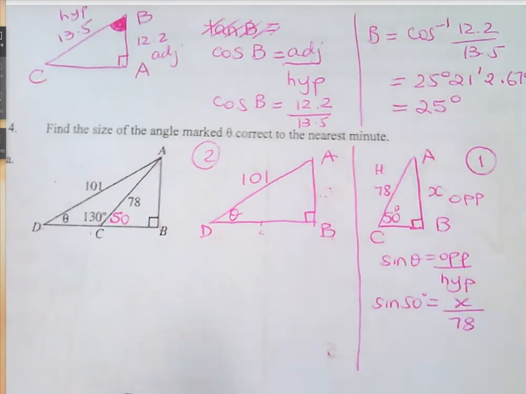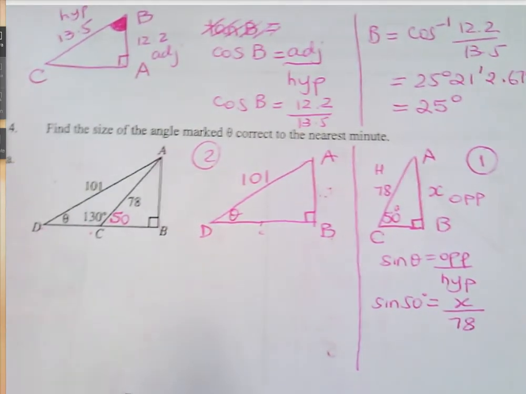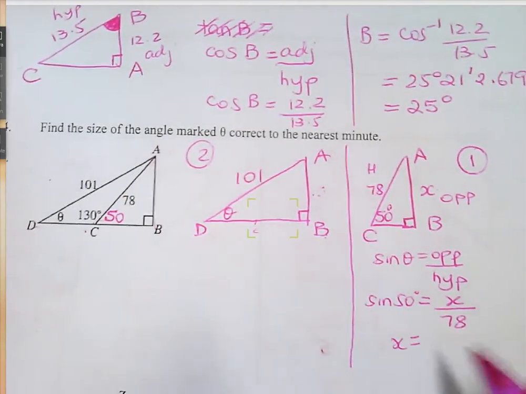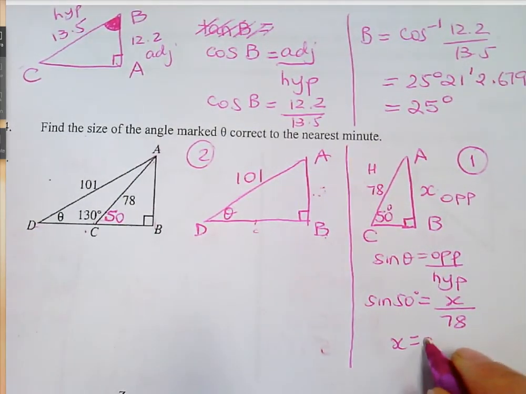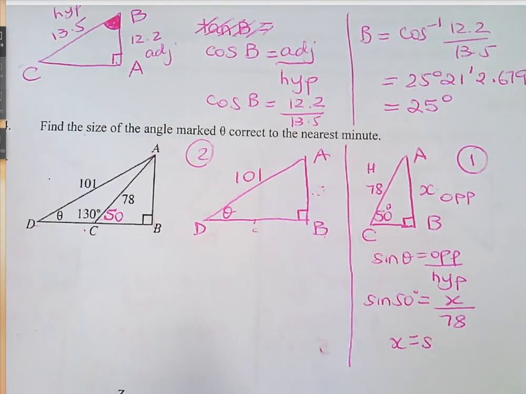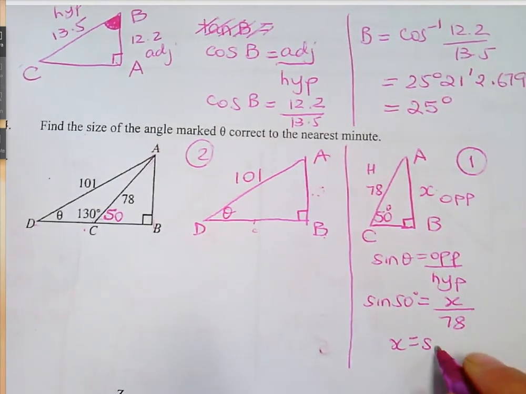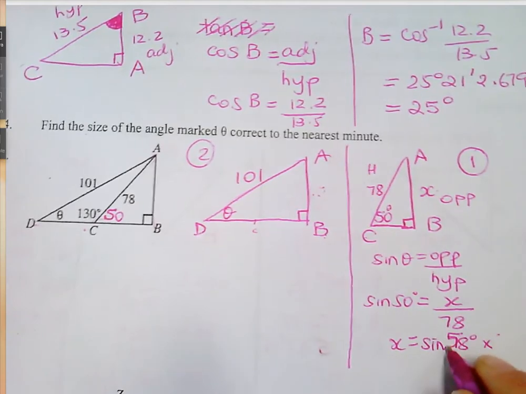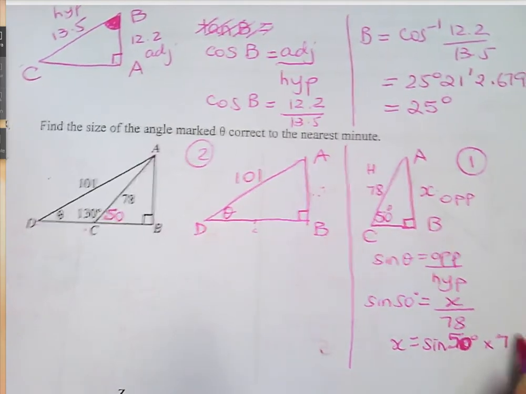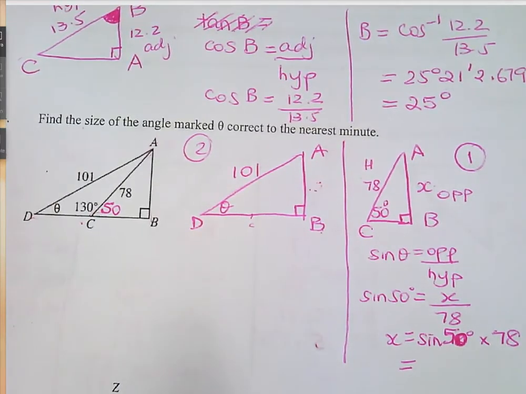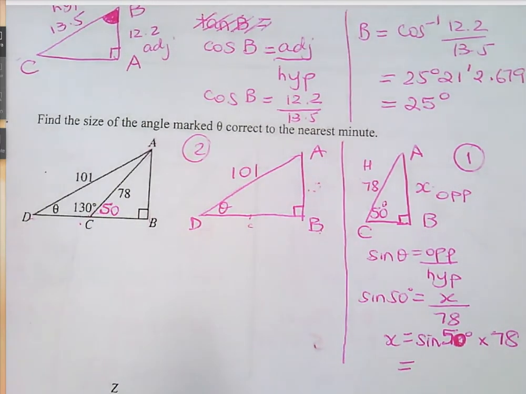Am I finding a side length or an angle here? Yeah, I'm finding the side length. x equals, how do I do it? x divided by 78. I wish that divide by 78 wasn't there. What are you going to do with the divide by 78? Yeah, times. Sine of 50 times 78. That will give me x. Now, you are going to get a rounded off answer, but we'll keep it.